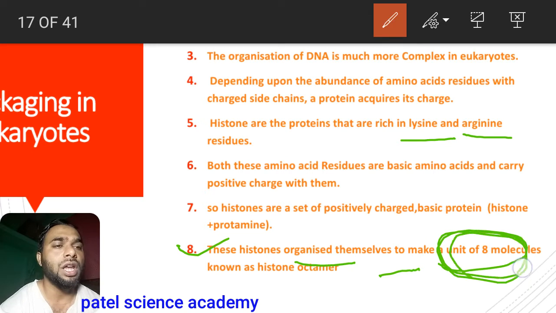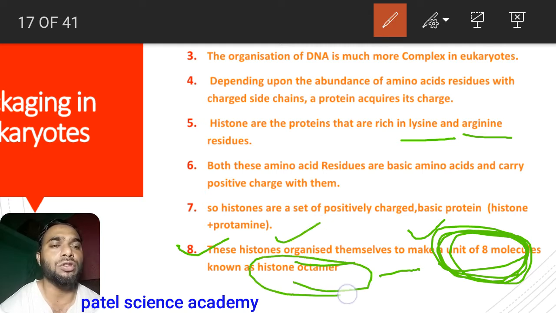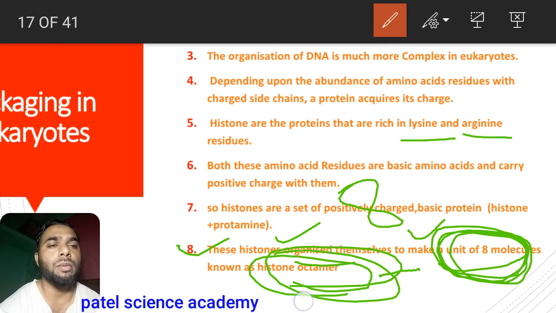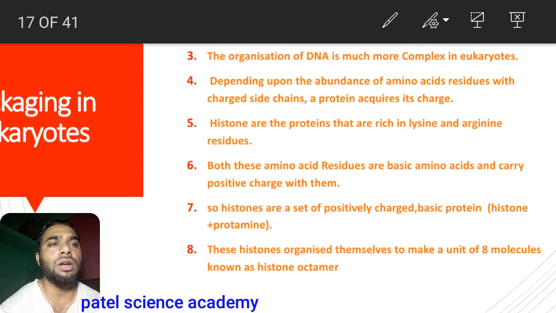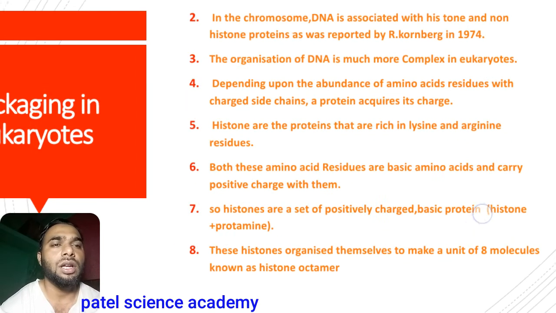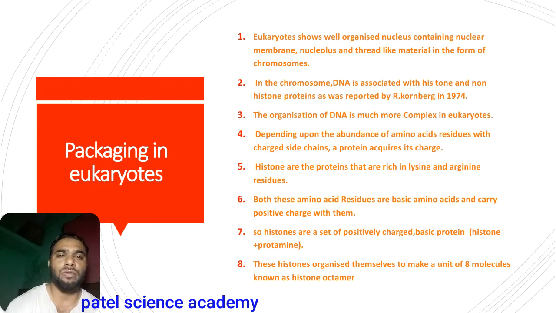How many molecules? An 8-molecule unit is made by the histones themselves, and because there are 8 molecules, this histone unit is known as the octamer, because octa means 8. So all these histone proteins together make the octamer. And what is that octamer? We'll see its structure now.